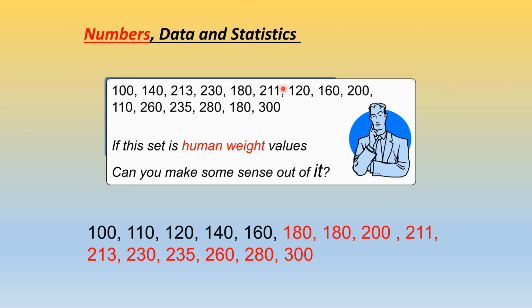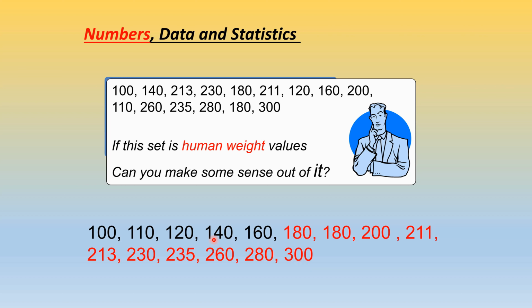And now I can divide my data. They are now data, they are not numbers anymore, into lower values and higher values. I can go in an ascending order, and that will make sense to me. I can look at this data set here and say, well, the lowest weight was 100 pounds, the highest weight was 300 pounds. And I can go on and on describing this small set of data in many different ways.